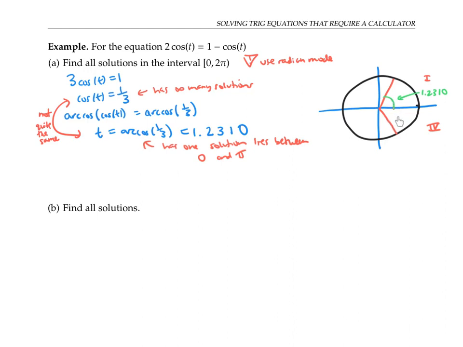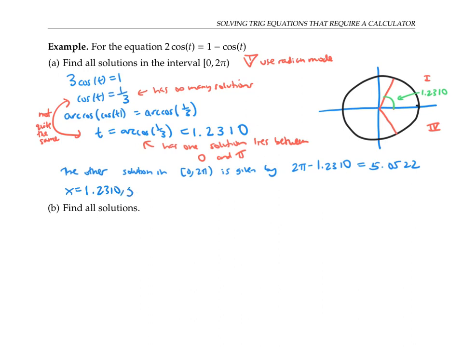This angle and this angle are the same size, so to get all the way around to here, we can go all the way to 2 pi minus our 1.2310 radians. Using our calculator again, we can compute that 2 pi minus 1.2310 radians is equal to 5.0522 radians.